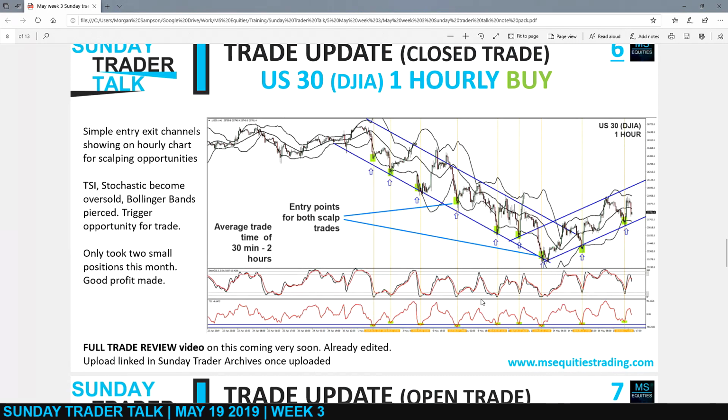strategy? So basically the TSI, the trend strength indicator I was using, the stochastic, the Bollinger Bands pierced, trigger the opportunity for the trade. So the second it became oversold in the stochastic and the TSI, and the Bollinger Bands was pierced, I'd just go long. And I'd wait for the market to move higher. And it was a great thing for me to use.